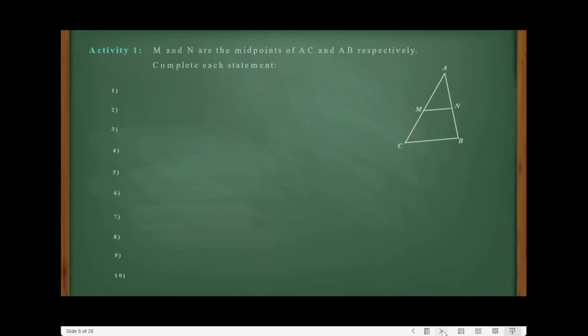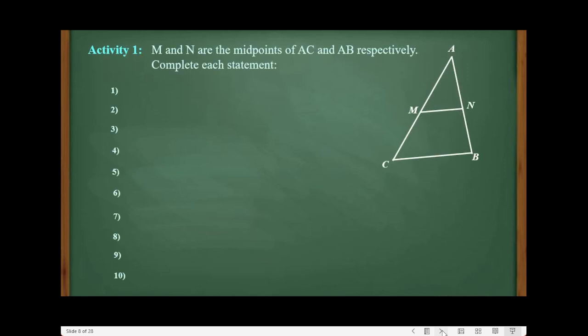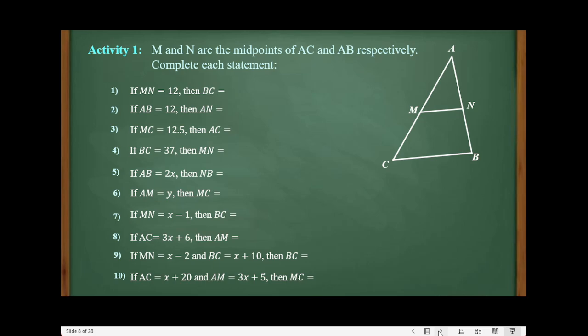Okay, this one. Now, this is an activity for you to work on. So, I think I'll be giving you 10 minutes to come up with the answer. So, for our first activity, points M and N are the midpoints of segment AC and segment AB respectively. So, we're going to complete each statement. Okay, so these are the given. And you may start now.